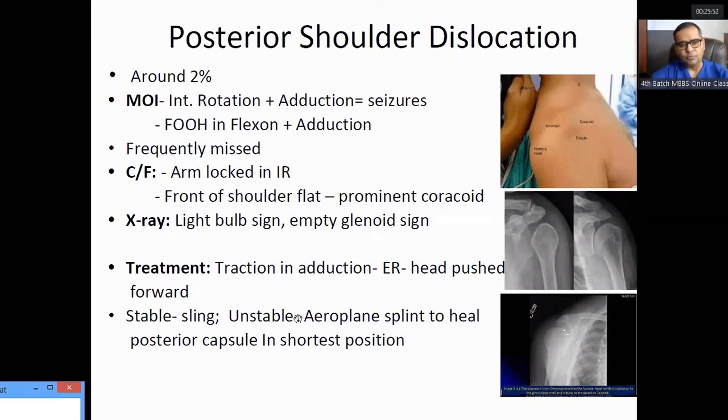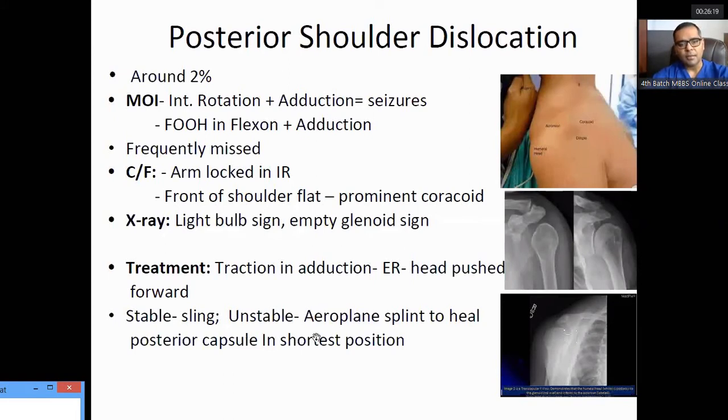So treatment: traction in adduction and axial rotation. The head can be pushed gently forward, and it reduces very easily. It is usually stable, so only a sling is enough for an elderly patient for a few days, and as the pain subsides, we have to mobilize as early as possible to avoid shoulder stiffness.